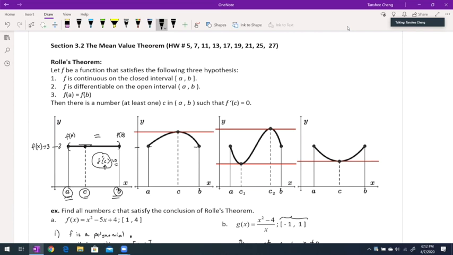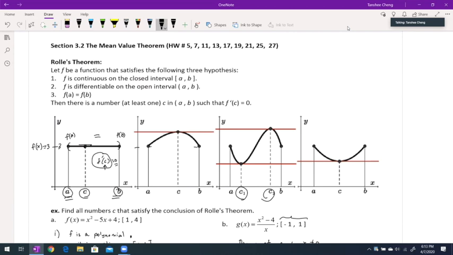And the other two cases, basically there are as many loops as I can have in between A and B, as long as f of A and f of B are the same at the end, and the function is continuous and differentiable everywhere in between them. Then we will have what? In this case, more than one C that gives us f prime of C equal to 0. So that's basically what Rolle's theorem is pointing out to us.